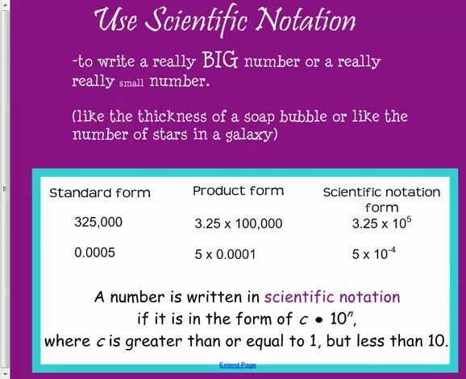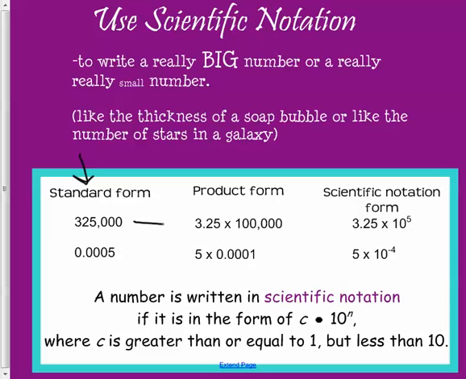Hey guys, today we're talking about scientific notation. Scientific notation allows us to write really, really big numbers and really, really small numbers in a way that allows us to see the number a little bit better. So, our normal way of writing numbers is called standard form.